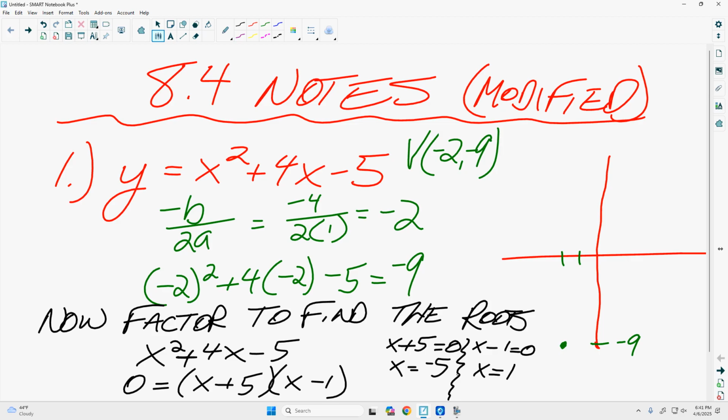No big deal. Okay, so now I'm going to go 5 left, so I'm at negative 2, so there's 3, 4, 5. And since it's a root, there's the dot. And now I'm going to go 1 to the right. And since it's a root, I'm going to put a dot. And there is our 3-dot parabola.